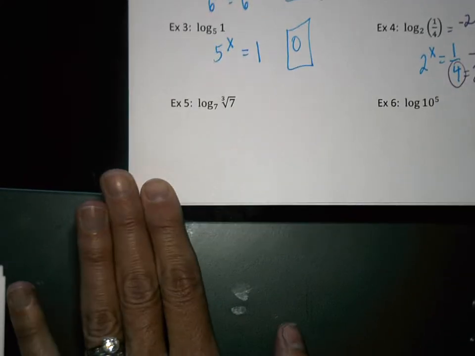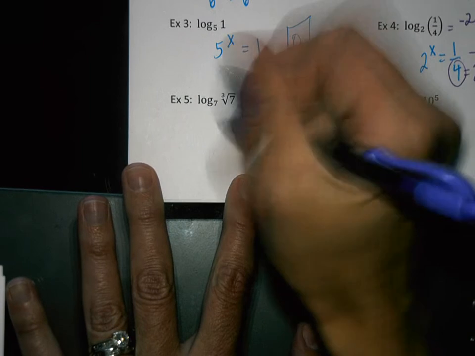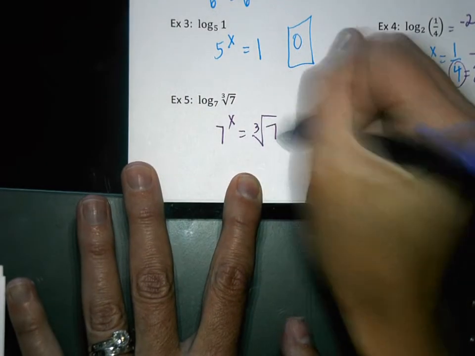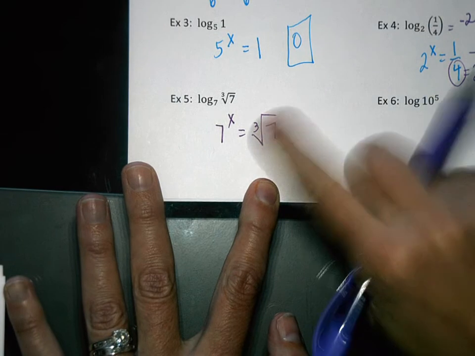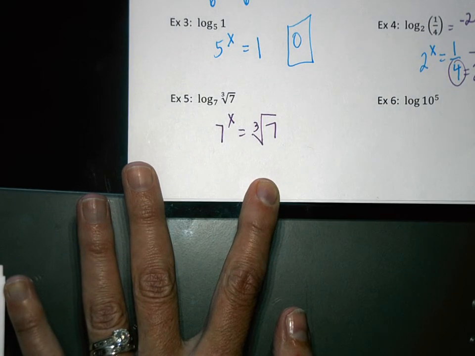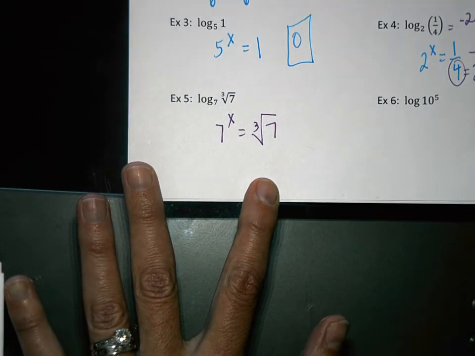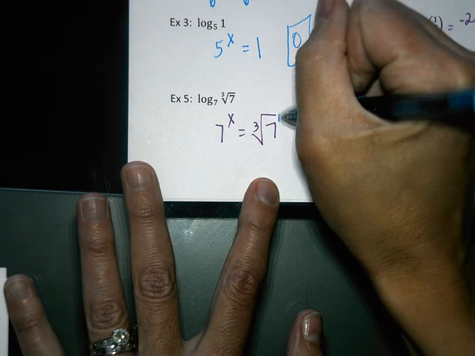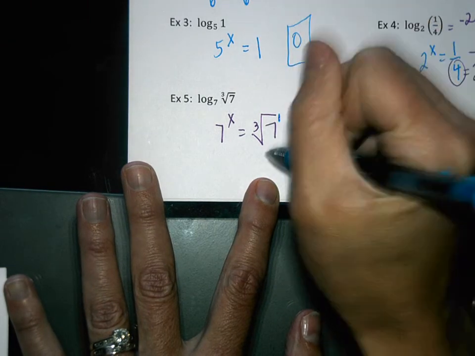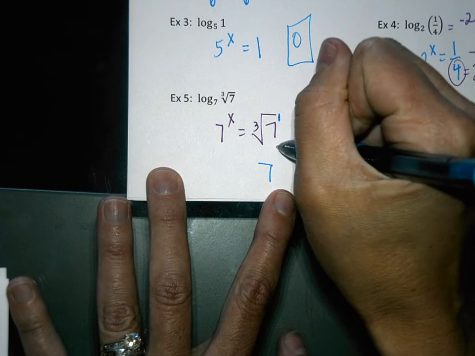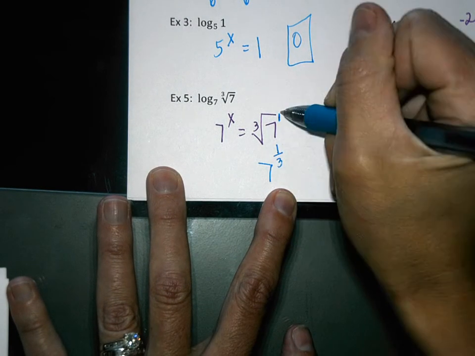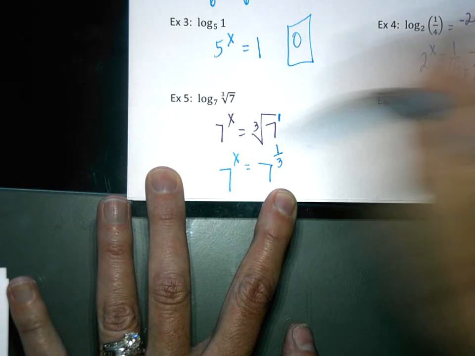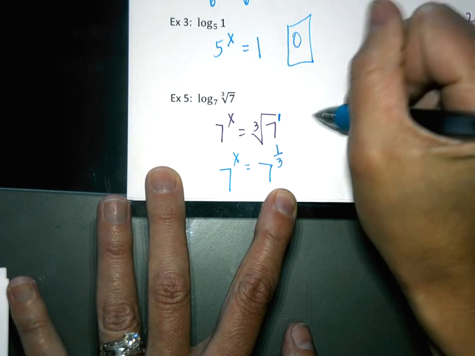Example 5. Same thing here, 7 to what power equals the cubed root of 7? How can we rewrite that in exponential form? So hopefully you remember, we talked about this again in lesson 1 here, but this is really 7 to the first power. And so we can rewrite this as 7 to the 1/3 power, because the 1 goes on top and the 3 is in the root. And then I have 7 to the x, so this means that the power is 1/3.